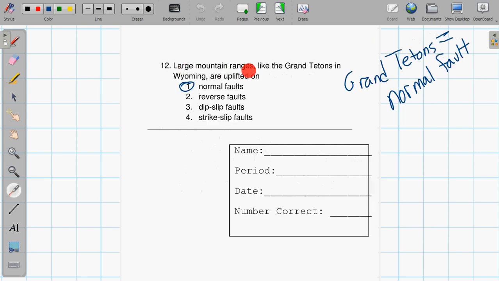And lastly, the Grand Tetons in Wyoming were lifted up by normal faults.